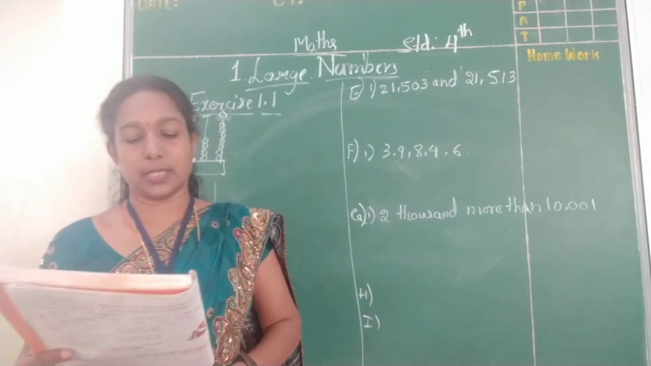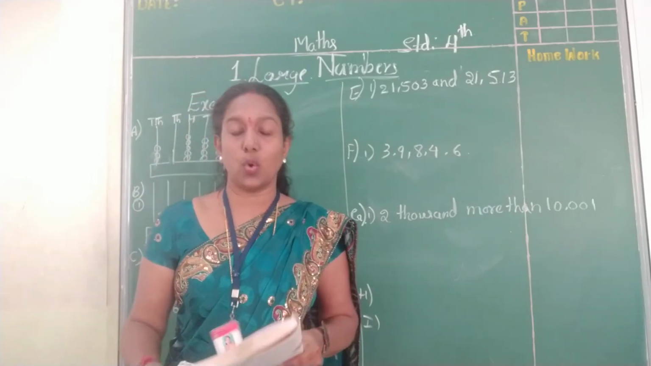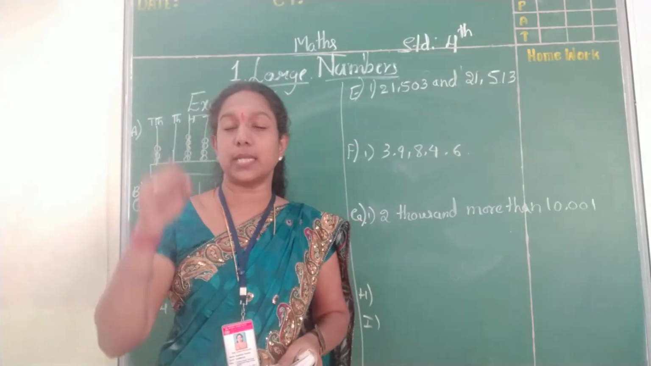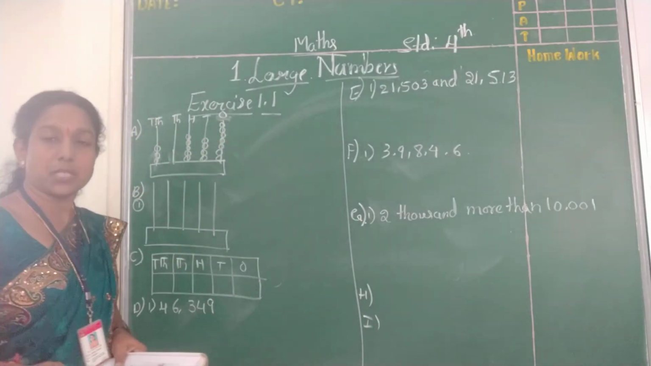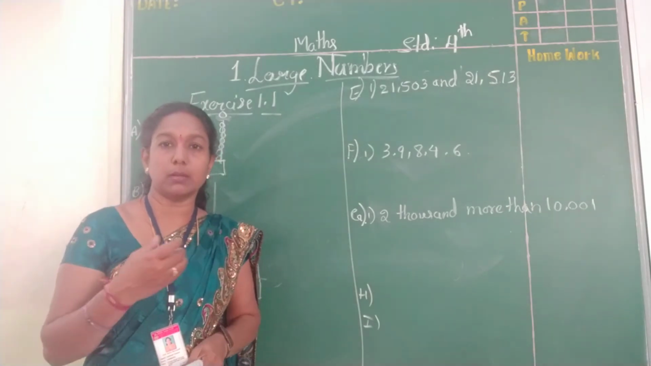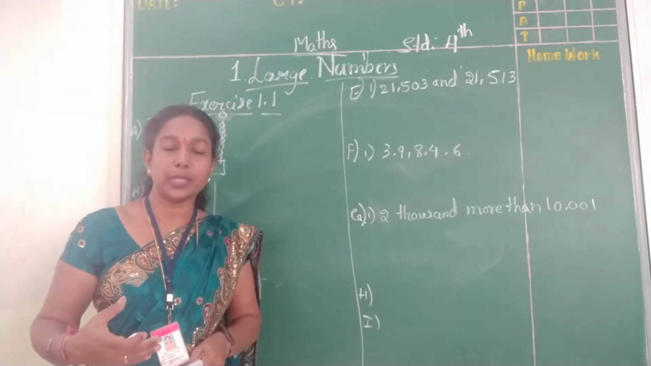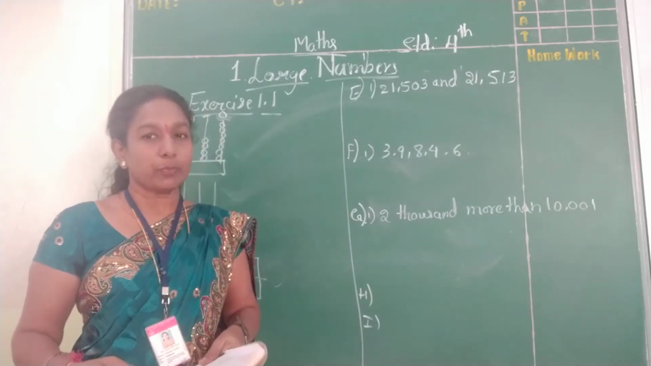Read and write the number shown on each abacus. So they are given the beads in the abacus. So how to solve those problems? See here, this is the first sum. In all the exercise, I have taken one sum from each, and I am going to solve it here. In the same way, you have to solve it in your notebook.